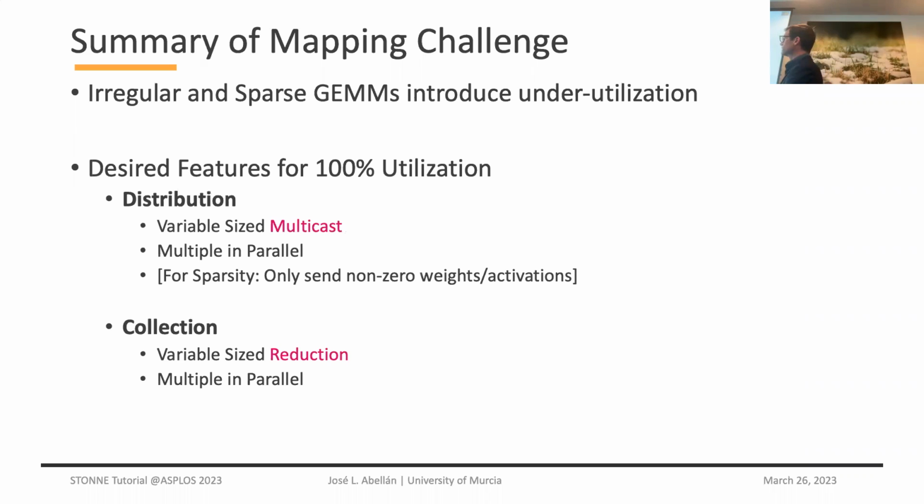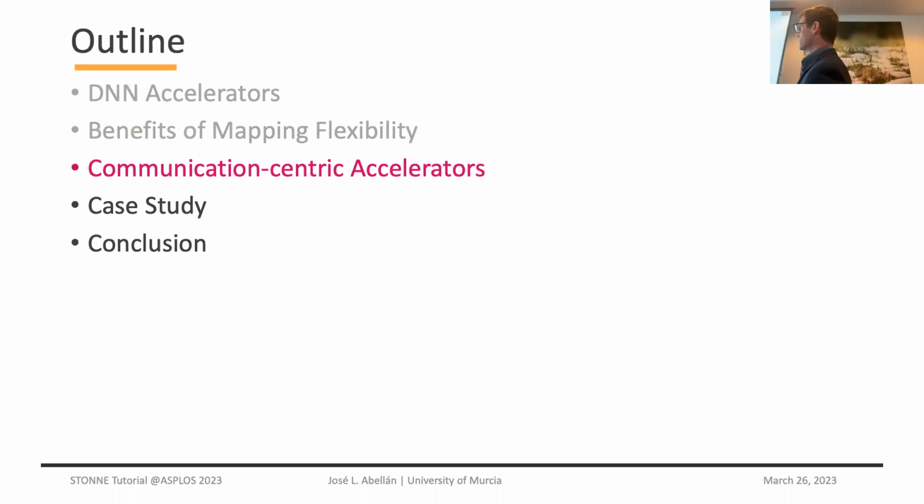And in order to get the desired features, in order to get 100% utilization, we need to focus on the distribution part of the computation and the collection part. For the distribution part, we need variable size multicast, multiple in parallel, and then sending just the non-zeros for the sparse computation. And for the collection, we need to reduce with variable size and multiple in parallel. Now, this is the first part, the first takeaway, mapping flexibility.